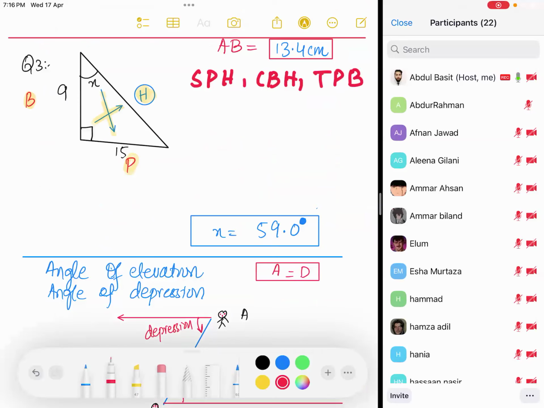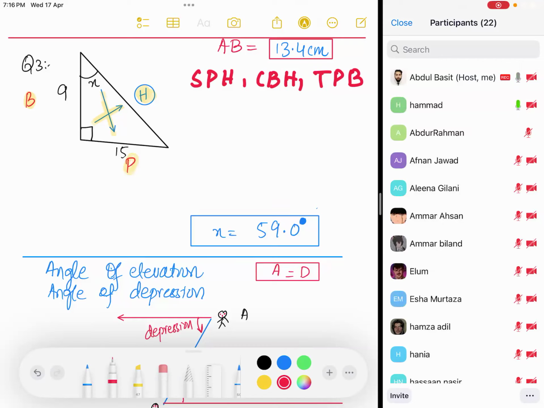Abdur Rahman, beta, can you please tell me why I cannot use Pythagoras theorem here? Why can I not use the Pythagoras theorem here? Anyone? Because we need two sides. Beta, we have two sides. Pythagoras theorem would give the hypotenuse, not x.